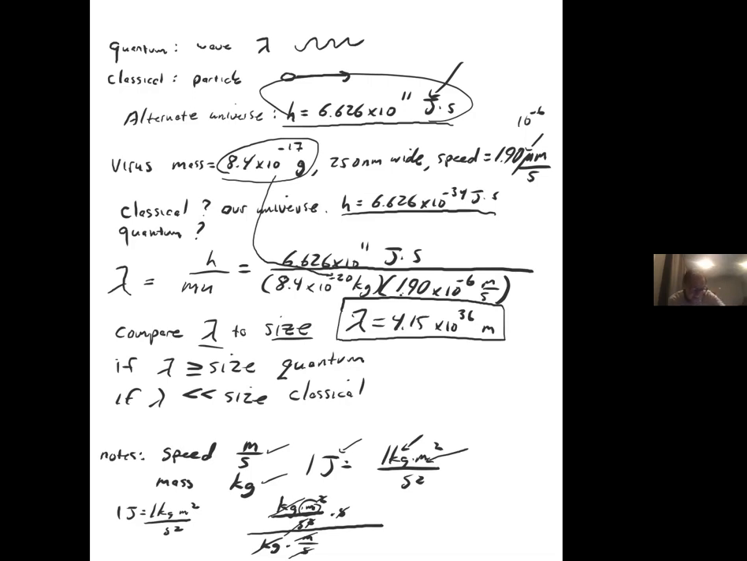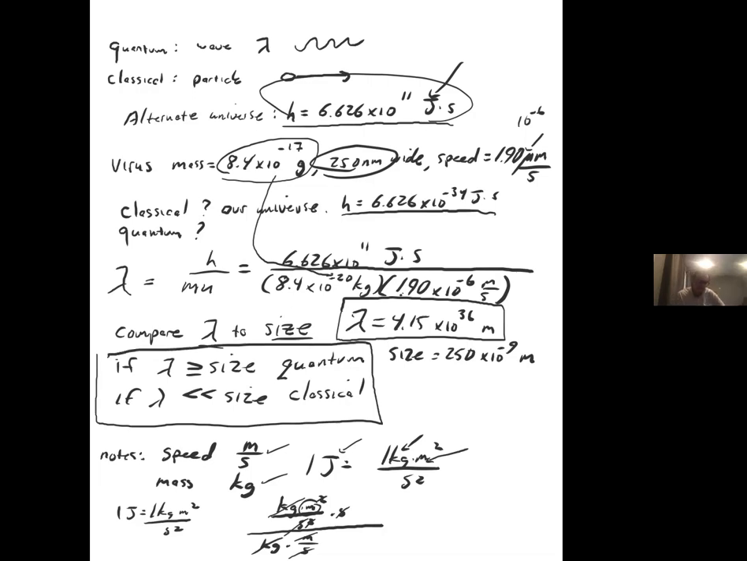Now, what's the size? 250 nanometers. So the size is 250 nanometers, so times 10 to the minus 9, nano is minus 9. So now we come back to this little thing right here. If the wavelength is greater than or about equal to the size of the particle, then it's going to behave like a wave. It's going to behave like a quantum wave. And so if you take a look at it, this is much bigger, right? The wavelength is much larger than the size. So that means it's going to behave like a quantum particle.